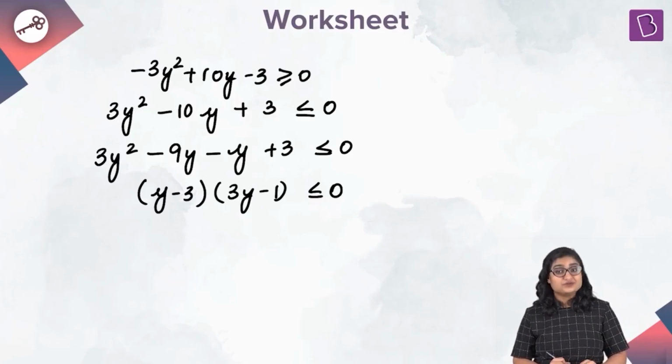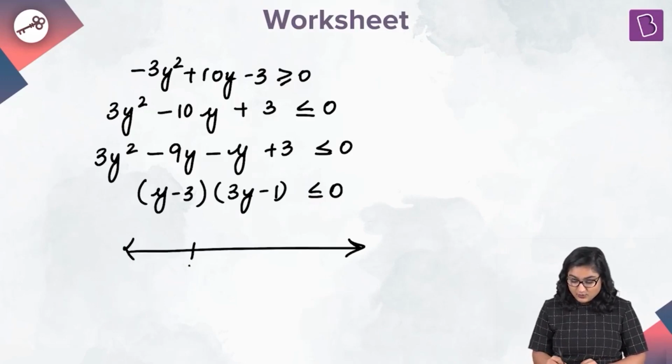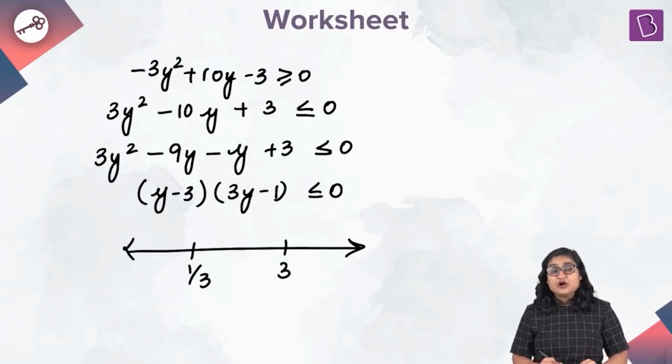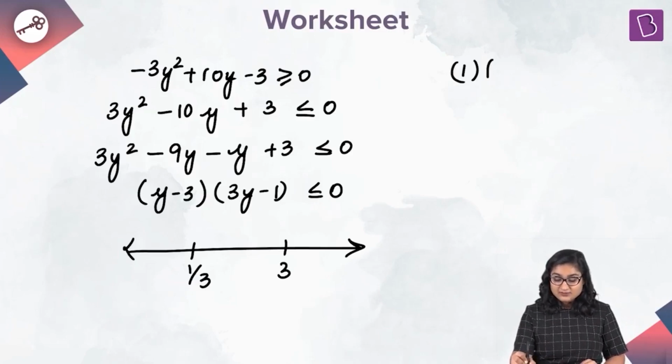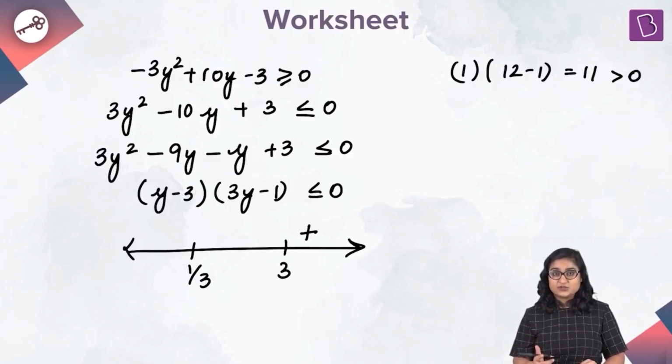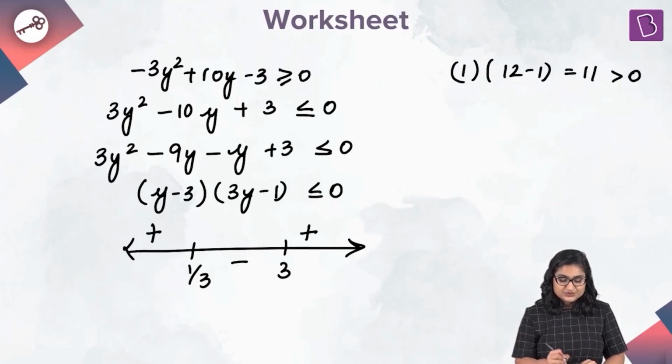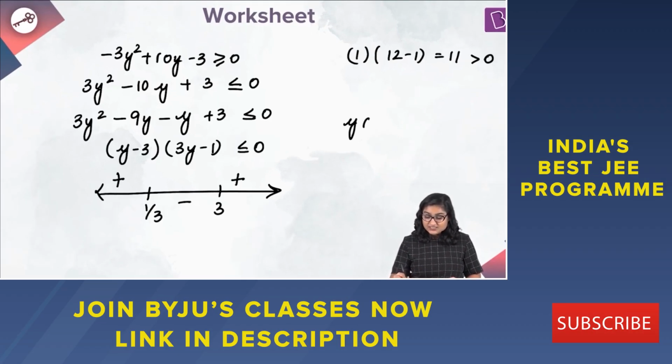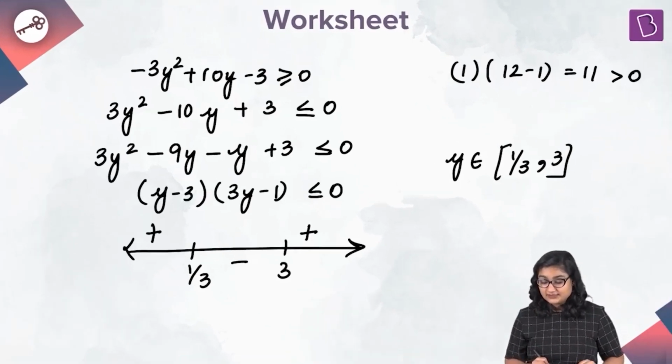Two factors suggest two critical points, that's correct: 1 by 3 and 3. Now, if I put y equal to 4 in the expression, what I will get is 1 multiplied by 11, which is greater than 0. That means the wavy curve will start with positive. About 3, it will change to negative. About 1 by 3, it will change to positive again. Now we want the interval for which this expression is less than or equal to 0. That means y belongs to the interval 1 by 3 to 3, including both 1 by 3 and 3.